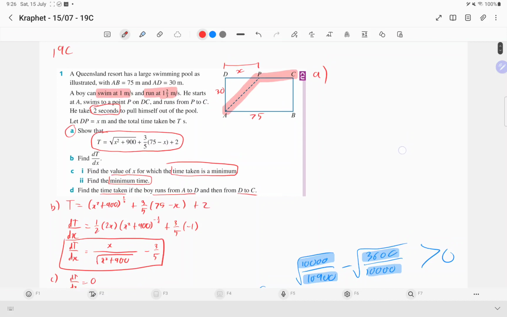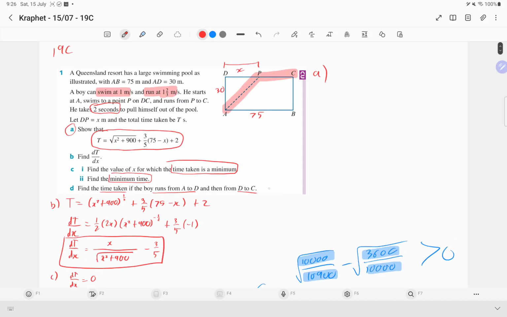Well, that means the time taken here, I'll just quickly do question D, it's not too bad. If it's purely running, the speed would be 5/3 by the distance run, which is 30 plus 75, because it's just run across from A to D and D to C. So 5/3 times 105. And then I will divide by 3 first. So divide 105 by 3, that would be 35. And this one cancels off.